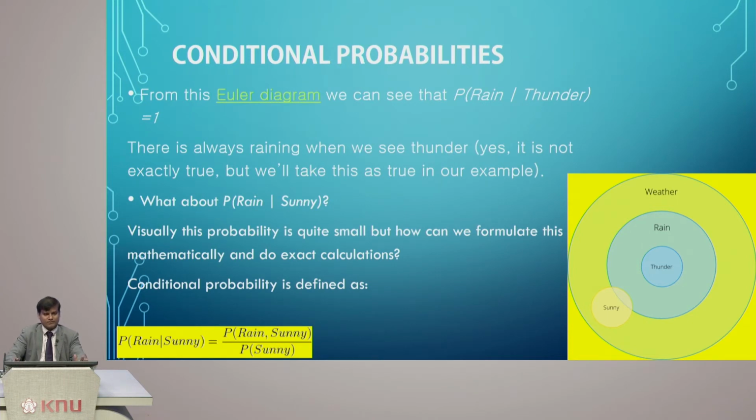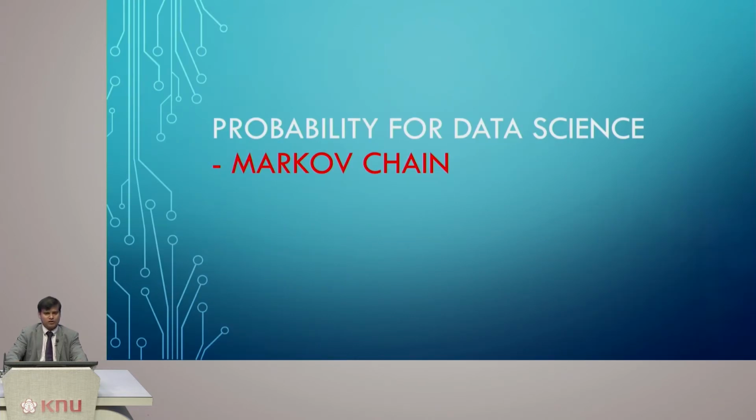There are a lot of other things that we are going to cover, especially with regards to probability and statistics in data science. Today I just want to give you a brief overview of conditional probability, and let's move on further to the Markov chain process.